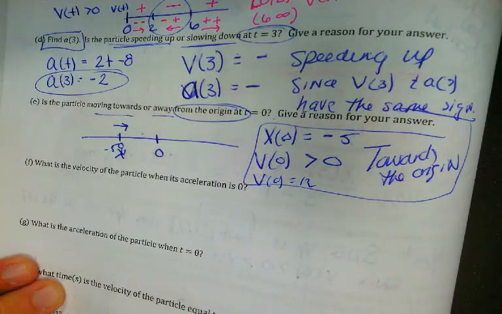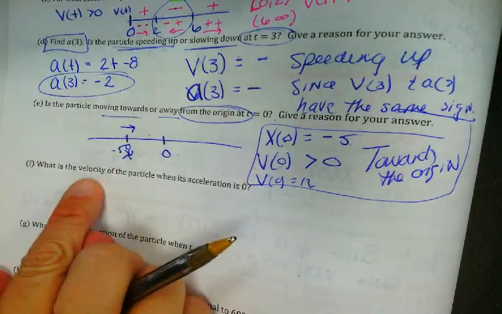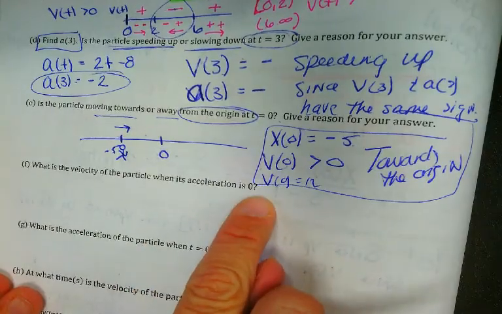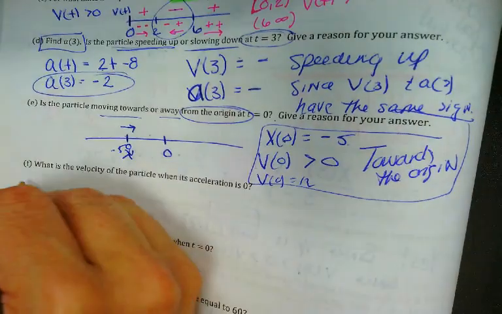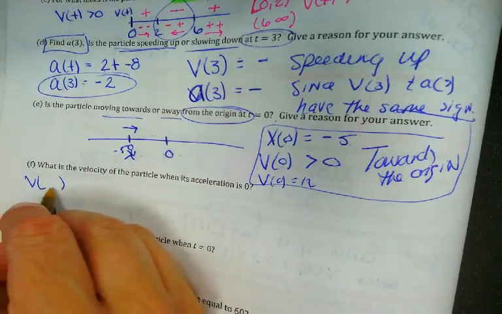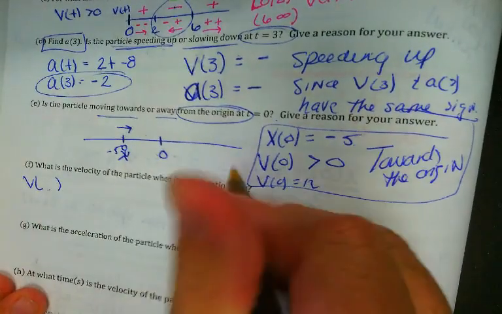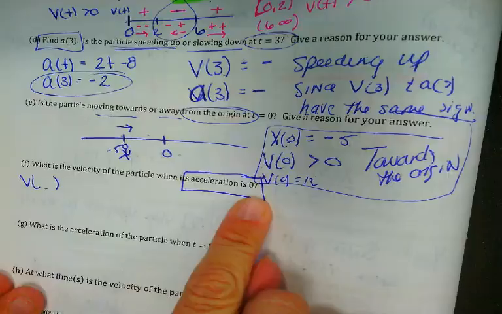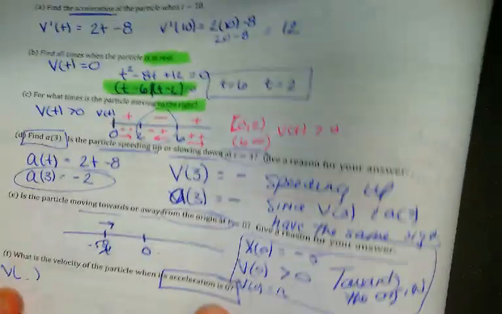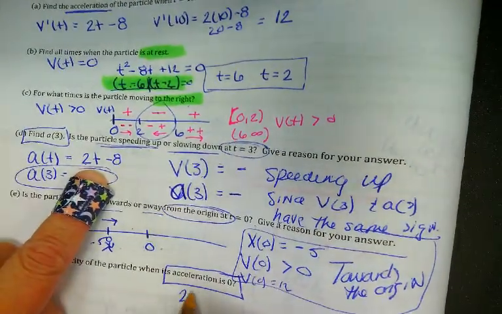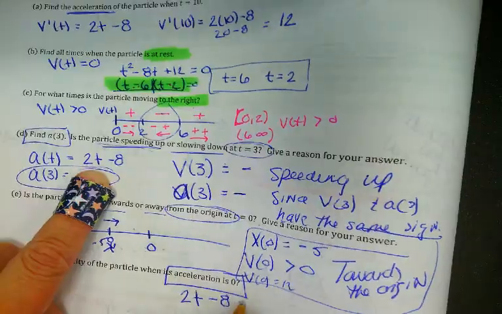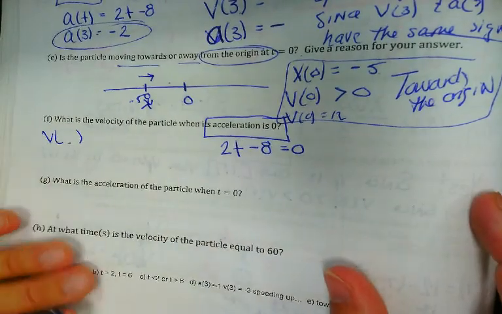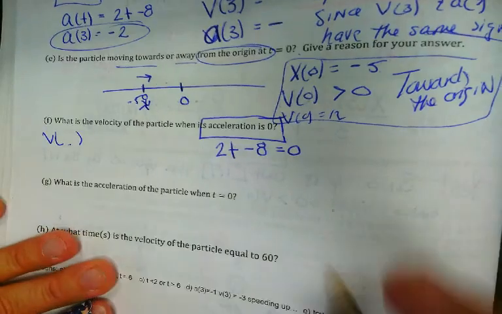All right, they love this question. What is the velocity of the particle when the acceleration is 0? Okay, so my question is, what is the velocity, but I don't know the when part. When the acceleration is 0. So I first have to set acceleration equal to 0. So our acceleration function was 2t minus 8. And I want to set that equal to 0. What time does that occur then?